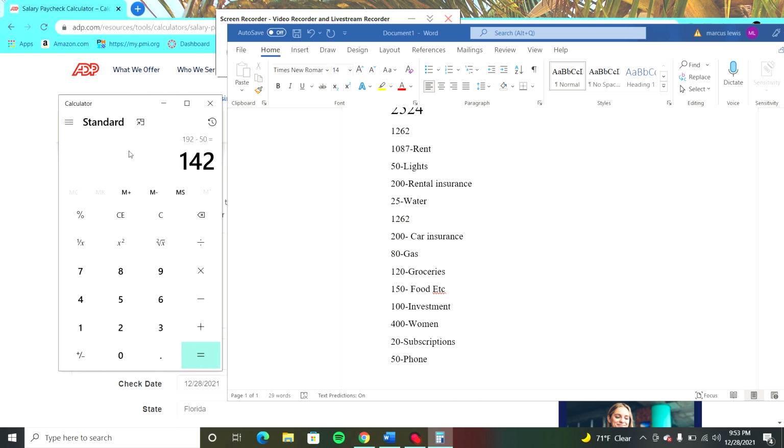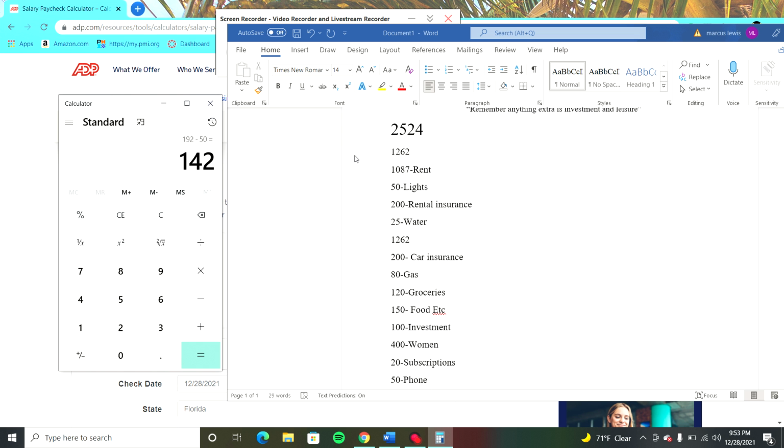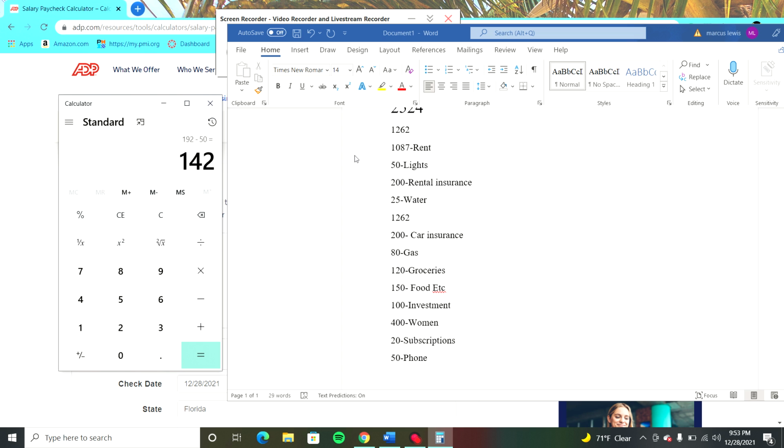So this is why budgeting is laying things out. See how we already came down from $2,500 already. That's how quick that can get eaten up. Just that quick.